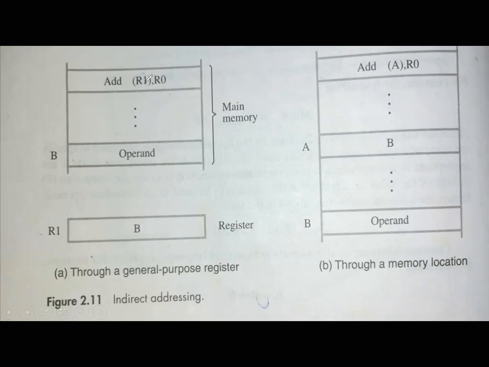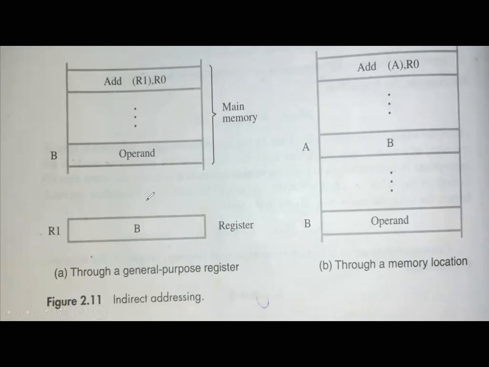We'll see that. Add R1, R0. If there is no bracket, the value of R1 will be added with the value of R0. If we don't have a bracket, then the value of R1 will be added with the value of R0. But now we have a bracket. So according to indirect addressing mode, if a bracket is available, the content of R1 should be considered as an address, right? What is the content of R1?